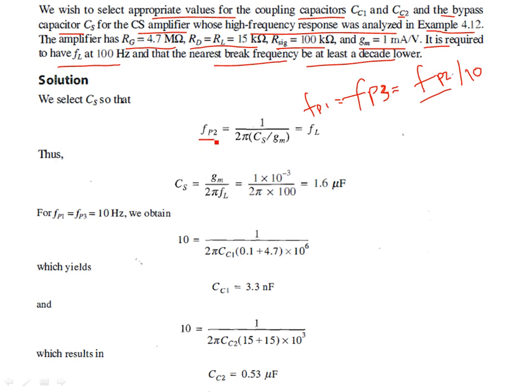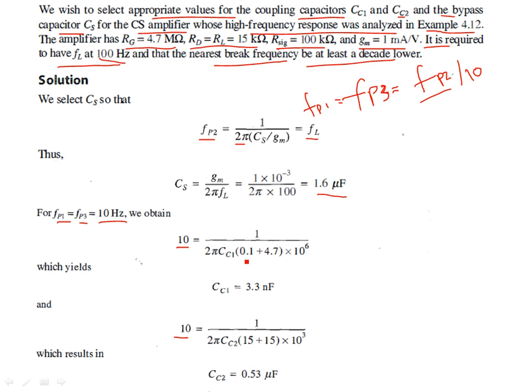So let's go ahead and find FP2 first. FP2, if you recall, is gm over omega CS. You have to divide this by 2 pi to find the 3 dB frequency in hertz. So CS is gm over 2 pi FL, and the FL requirement is 100 hertz. Just substitute those values and we find that CS is 1.6 microfarads. Then FP1 and FP3 are 10 hertz, which is a decade lower than 100 hertz. Just substitute for FP3 and FP2.